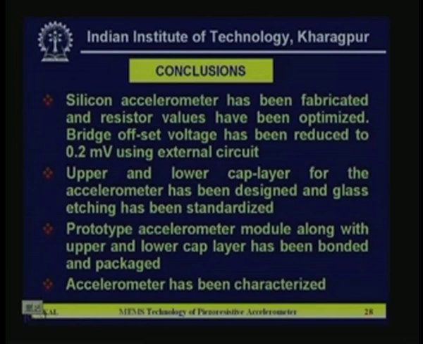How the piezoresistive accelerometer is fabricated has been discussed in detail, and the technology optimization has been done. The offset voltage circuit shows that within 5 volts the offset can be reduced up to 0.2 millivolt using an external circuit. How to make the upper and lower cap layers from Pyrex glass has been discussed in detail, and accelerometer packaging and substrate bonding are shown, and the external circuits are also connected with the main sensing element. At the end it has been characterized within the limitation of characterization facilities, and all these things show that although it is not exactly the same as the design value, we achieve very close to the design value.